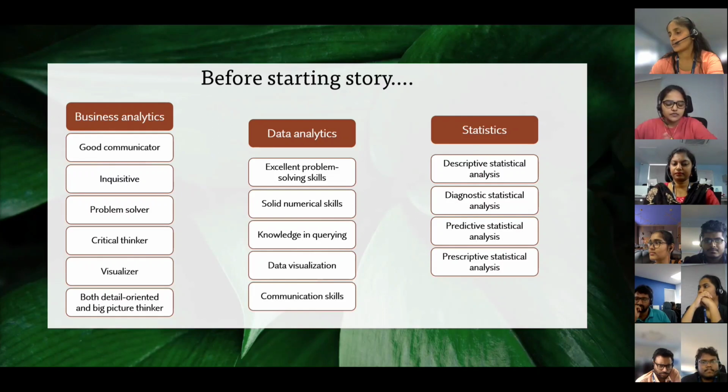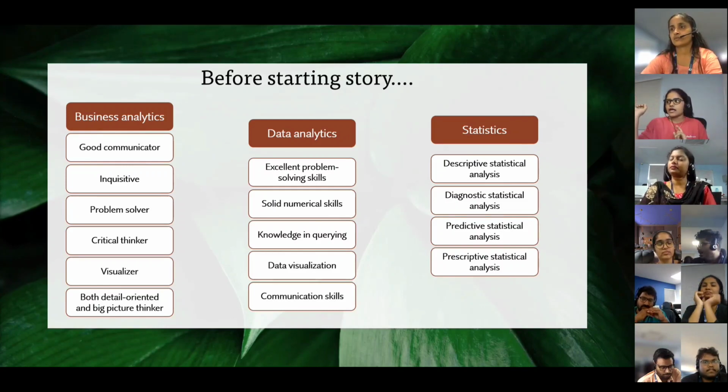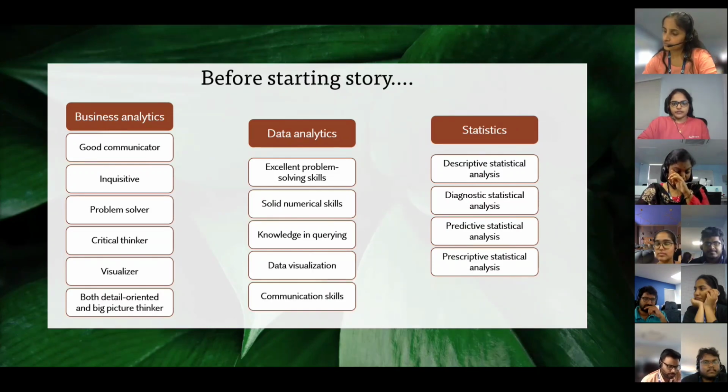Descriptive statistical analysis will tell you what is happening in your business at present, your business state. If you have x number of customers, it will tell you x number of customers; if there is a problem, it will tell you x number of customers are facing this problem y. That's it. But a diagnostic statistical analysis will tell you why it is happening in your business. If you got a problem, it will tell you what the problem is and why it happens.